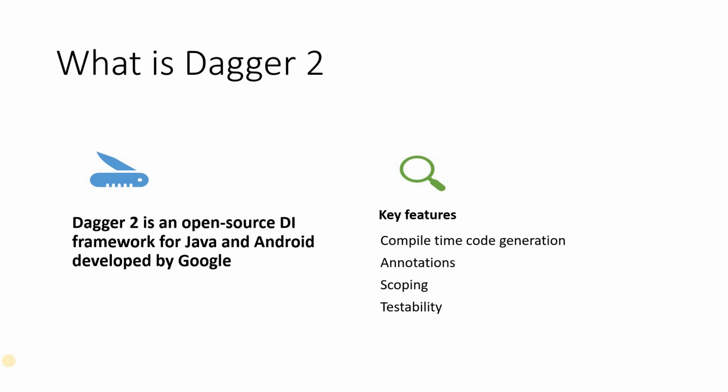It provides the scoping feature. Scoping here means it manages the life cycle of the objects that are created by Dagger2 itself. It enhances the testability of the software, and yes, we've already discussed it helps us in building scalable applications.